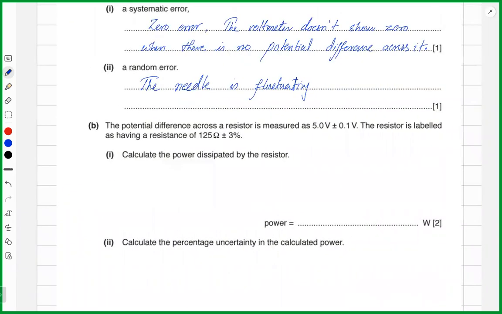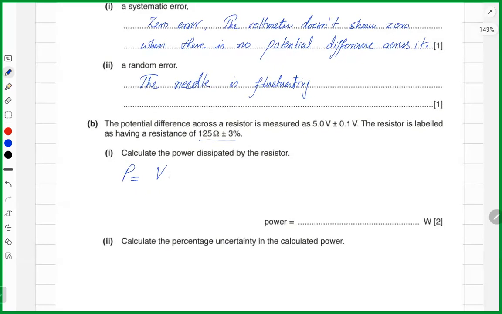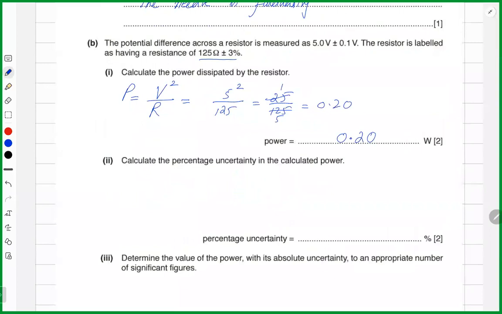The potential difference across the resistor is measured as 5.0 volt plus minus 0.1 volt. The resistor is labeled as having a resistance of 125 ohm plus minus 3%. Calculate the power dissipated by the resistor. What is the formula for power in terms of voltage and resistance? Power equals V squared over R. So it will be 5 squared divided by 125. So 25 divided by 125 is 0.20 watt. Please make sure that calculations are correct.